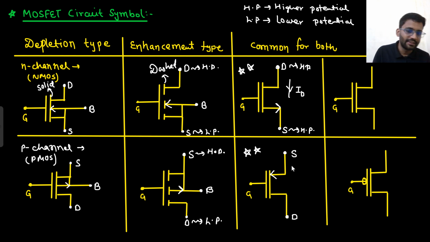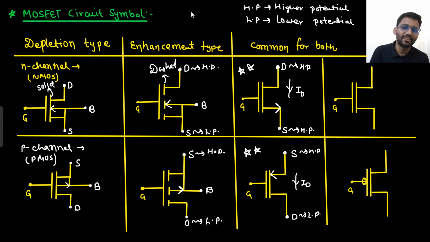And here the one which is at higher potential will be source, and the one which is at lower potential will be drain. And what is the direction of current in case of PMOS? Holes travel from source to drain. So the direction of current will also be from source to drain. So this is the direction of current. And this is higher potential. This is lower potential.